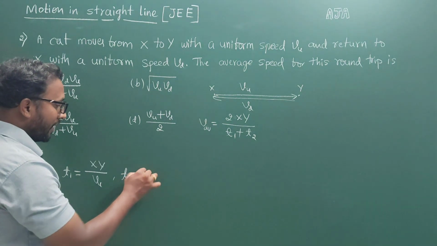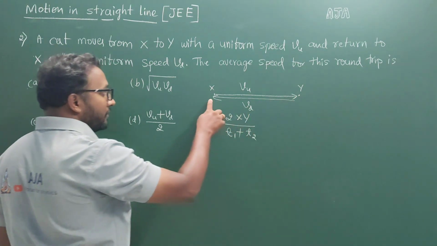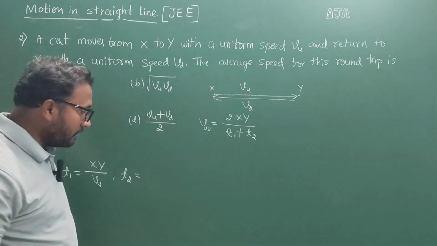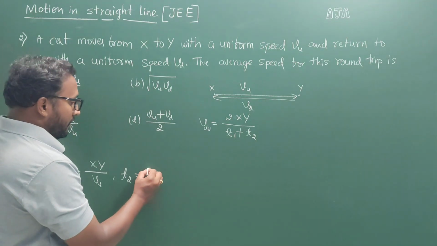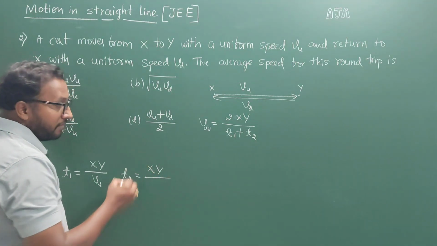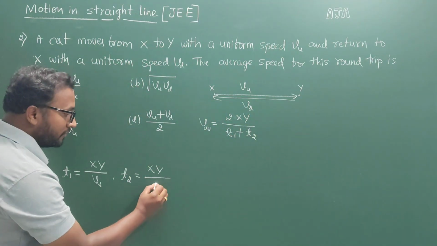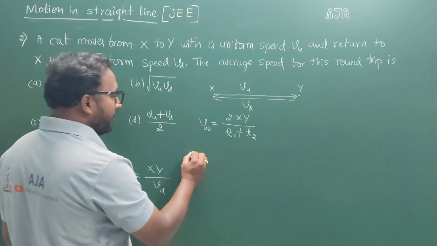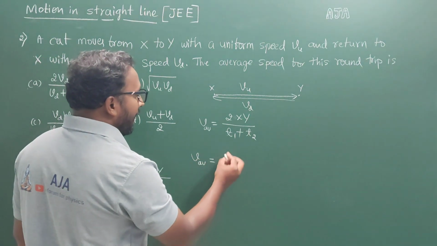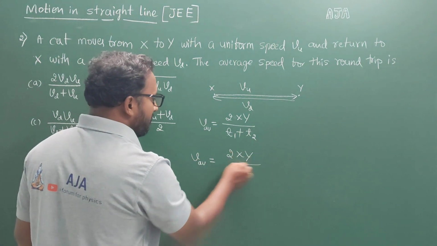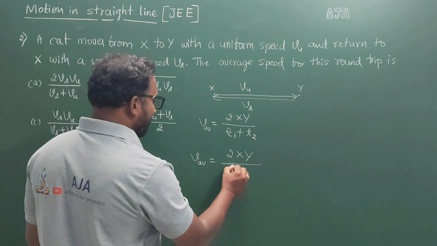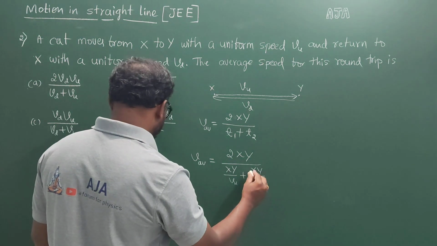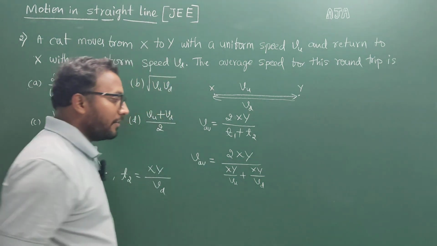Similarly t2 can be calculated in the same way. The same distance but in the opposite direction, but here direction is not significant. So therefore distance is same as before, divided by the speed, which is different. The speed with which it was coming is vd. So I will substitute these two values over here to calculate the average speed. Average speed is 2 times xy divided by t1. In place of t1 I can write xy divided by vu, and here it is xy divided by vd. This is nothing but t2.